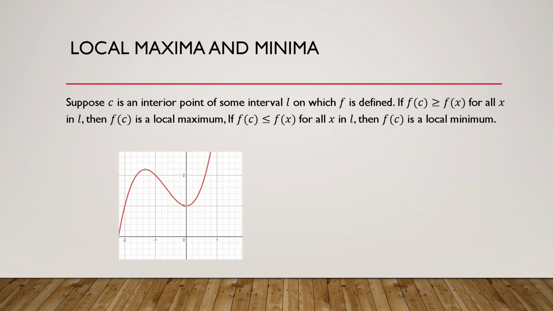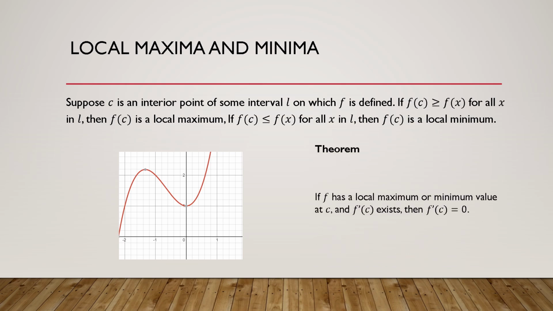Suppose c is an interior point of some interval L on which f is defined. If f of c is greater than or equal to f of x for all x in L, then f of c is a local maximum. If f of c is less than or equal to f of x for all x in L, then f of c is called a local minimum. The concept of local minimum and maximum is easier to comprehend when looking at a function's graph. Note the local minimum and maximum are not the absolute minimum and maximum.